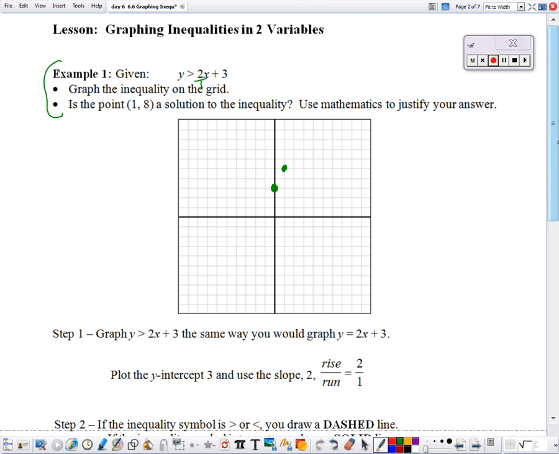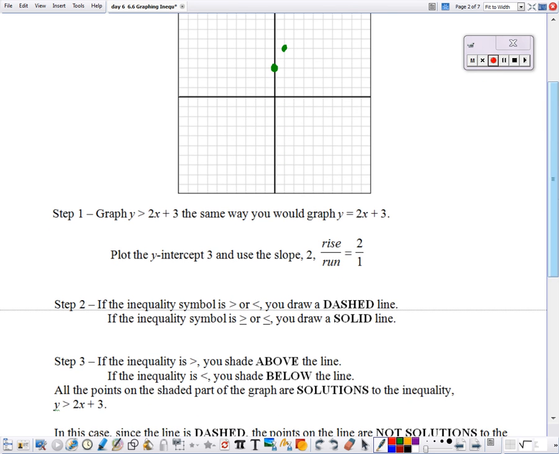Now, this is what's different. Because the inequality, this is the original equation, is not with an equal sign underneath. It's just the greater than symbol. We drew a dotted and a dashed line.